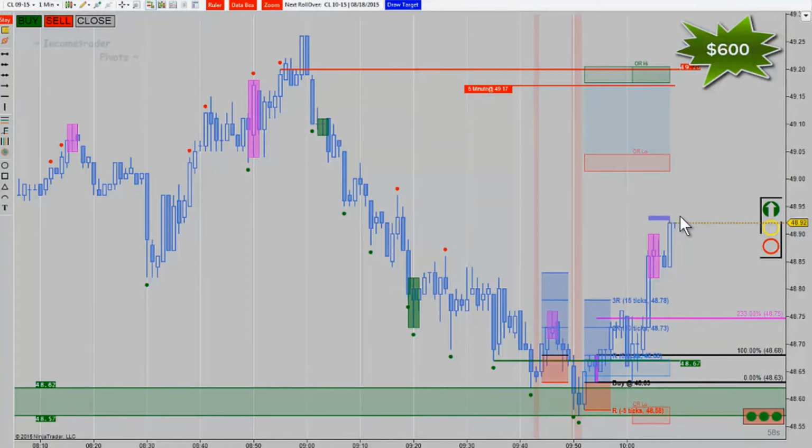So this is the Incometrader trade generator. It generates the signal. Your job is to decide, is it a trade that I can take by looking at what's the trend, where is support or resistance, and what is the momentum.